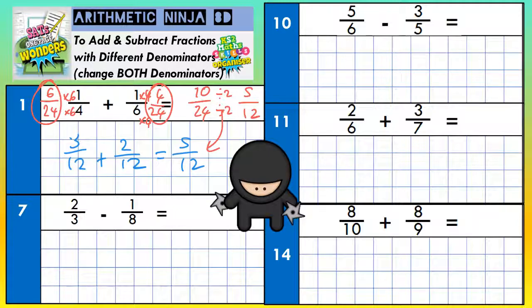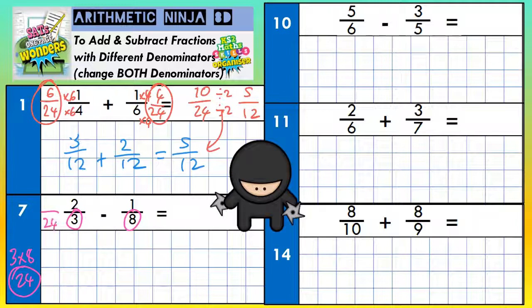Question 7. The denominators are 3 and 8. Now you can't just double 3 to get 8, because double 3 is 6. And you can't triple the 3 to get 8, because triple 3 is 9. So an easy way to find a common denominator is to times the two denominators together. So 3 times 8 is 24. So a denominator of 24 would work.